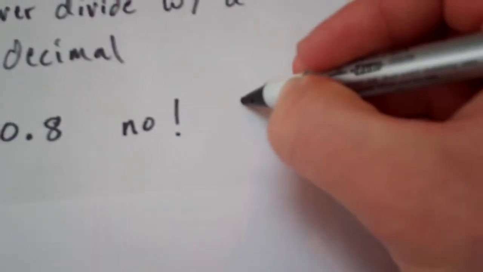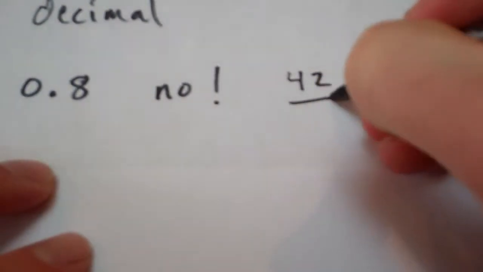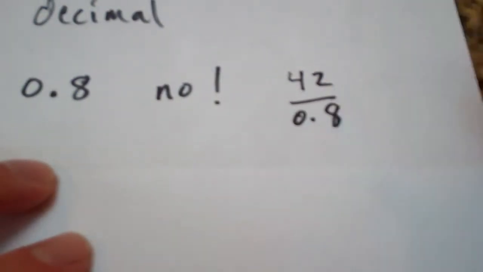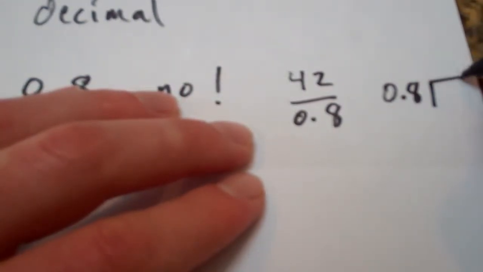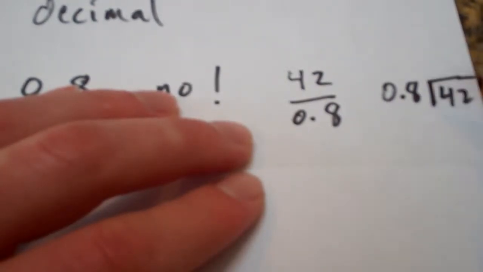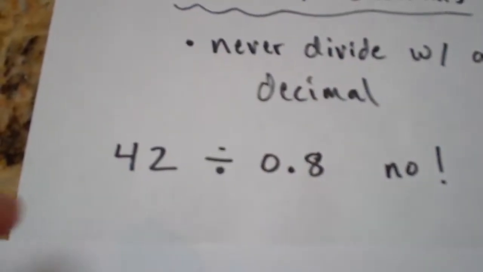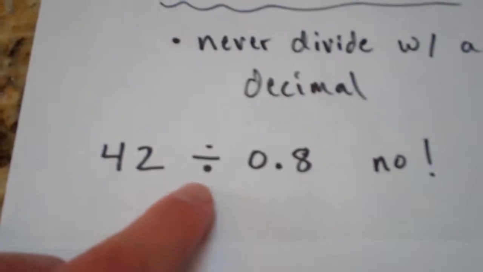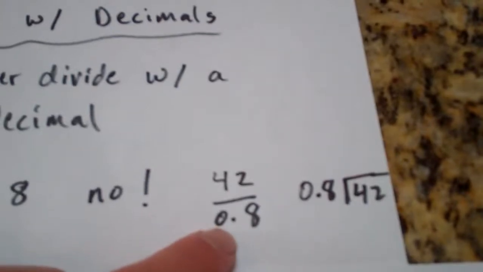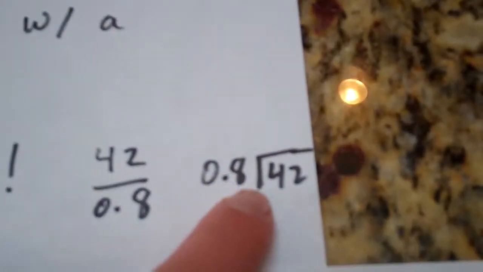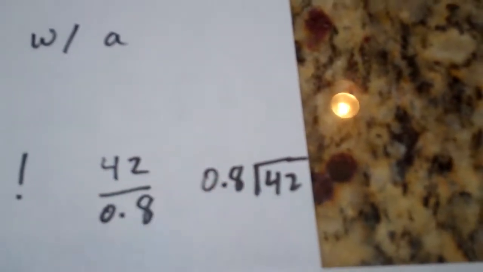Also realize that division can come in many forms. We could have 42 divided by 0.8. This could also come as 0.8 divided by 42. So there's three ways we could show division of 42 divided by 0.8: with this division bar, with this division bar, 42 divided by 0.8, or with this right here. Notice that the 0.8 is on the outside, the number you're dividing with is always on the outside.